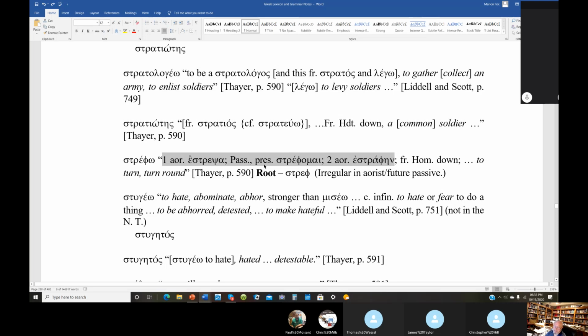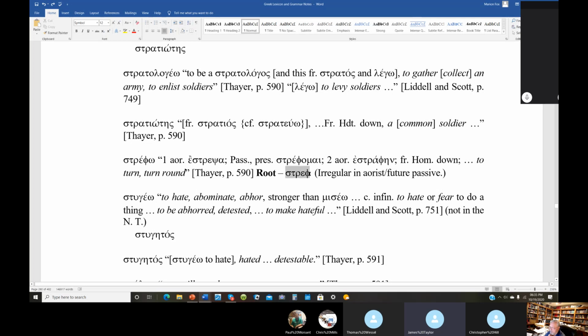Any question there? Yes. Having two forms for the aorist, first aorist and second aorist. Yep. So it's a first aorist active and it's a second aorist passive. Okay. It's irregular.